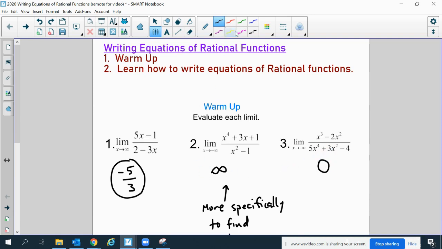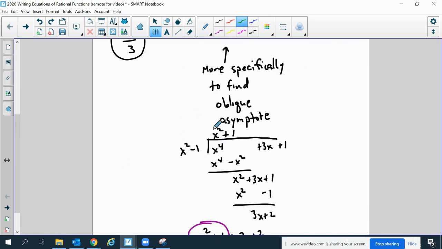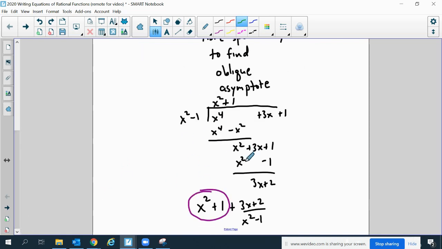So these essentially represent our horizontal asymptotes. So negative 5/3 would be the horizontal asymptote of this rational function. This would be y equals 0. And then this one, we would have to do some math in order to find the oblique asymptote. We'd do long division, and we'd end up discovering that y equals x squared plus 1 is our oblique asymptote, and then 3x plus 2 over x squared minus 1 is our remainder.